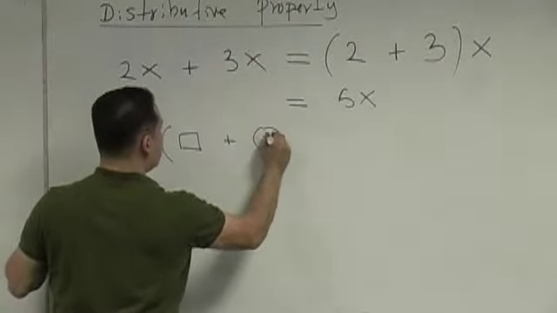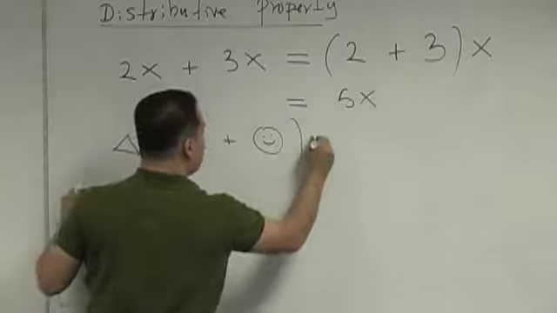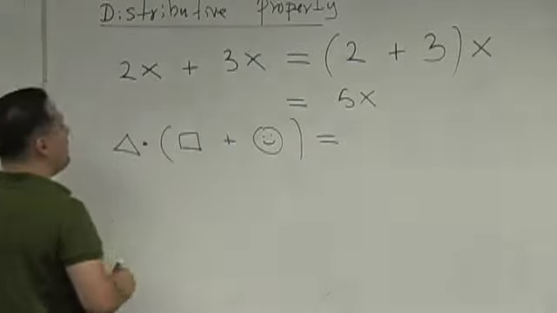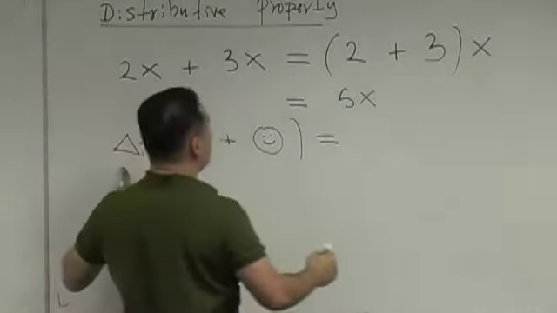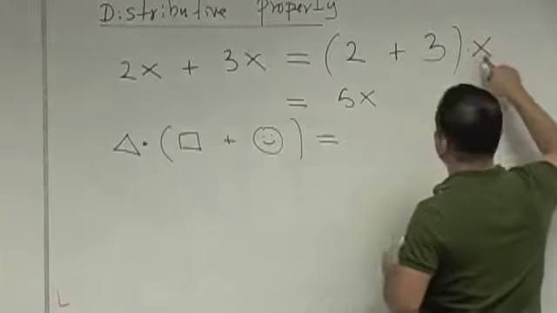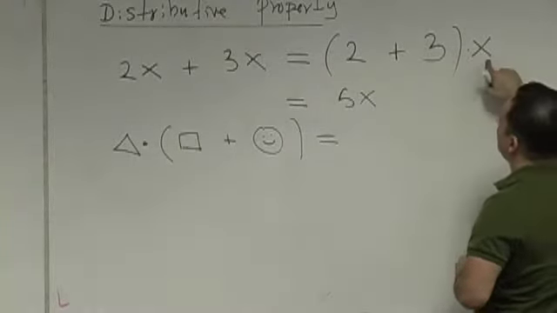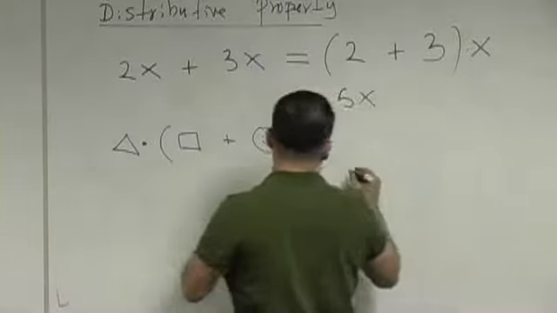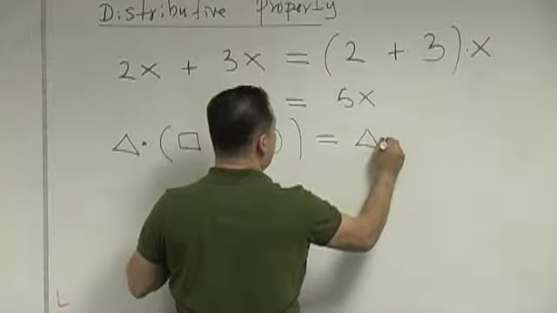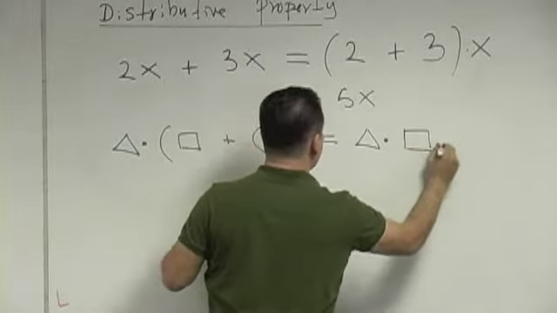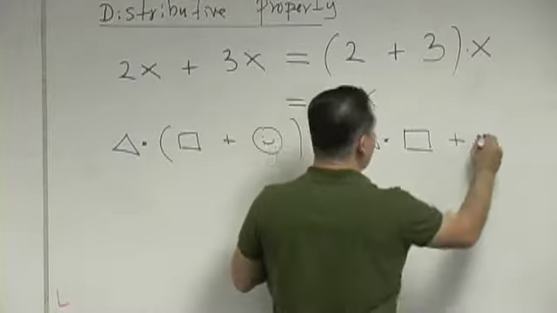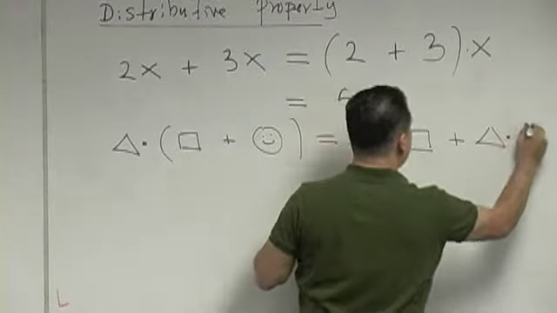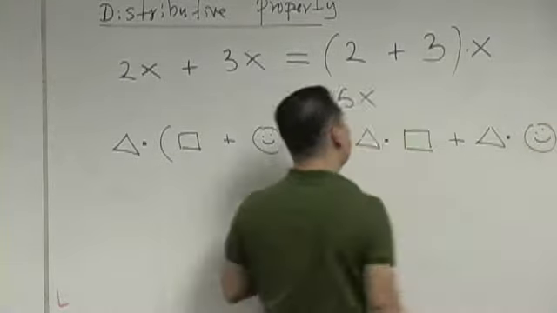Plus or minus happy face, we'll see, really becomes, what do you guys think? It's in reverse. See this here? It's going to be triangle times my square plus my triangle times that happy face, okay?